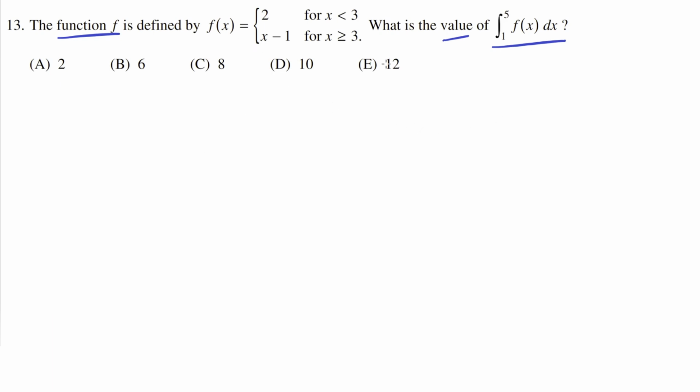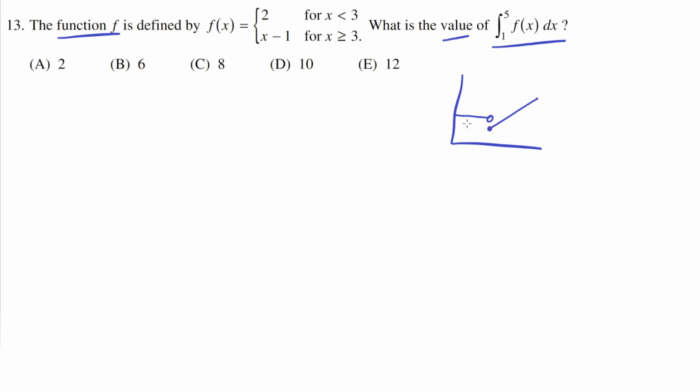But we see that this is a piecewise function, and if we draw a quick sketch of this piecewise function, we see that for values less than 3, f of x is 2, so it's a horizontal line. And then once we reach 3, there's a hole, and it jumps to the value x minus 1. So that's going to be an upward sloping line once we get to the value of 3.